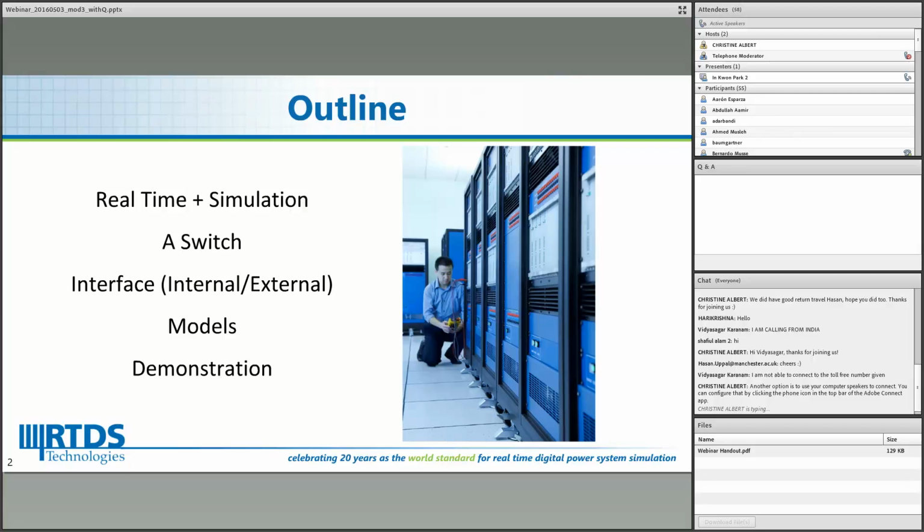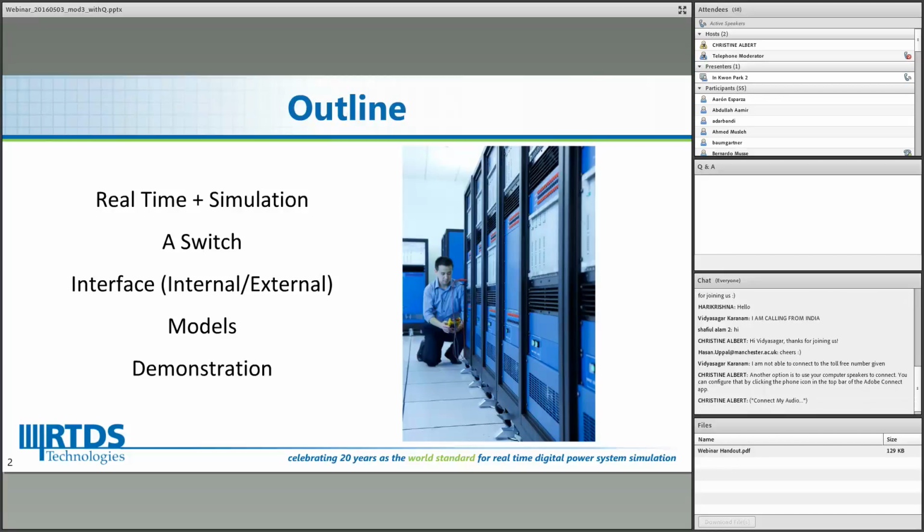Then we'll have a look at the available models in the RTDS Power Electronics Simulation Library, or what we call the small time-step library. Then we'll go into the demonstration part. In the demonstration, I'll start from the standalone STATCOM case. Standalone means that everything is included in the simulation case. The power stack is there and the control is there.